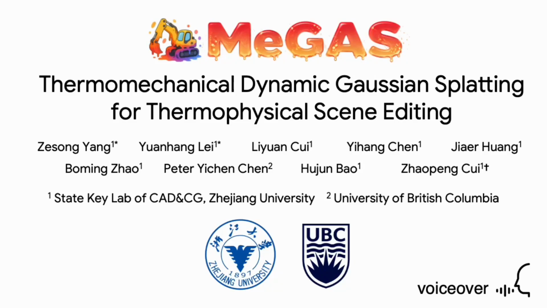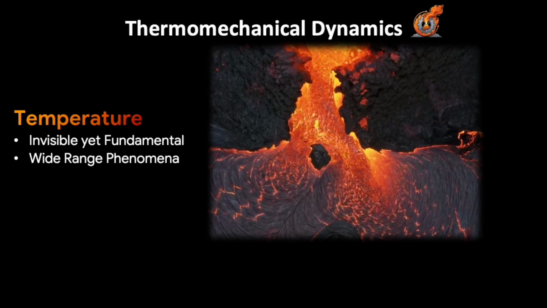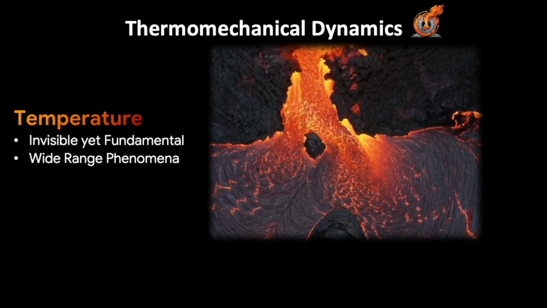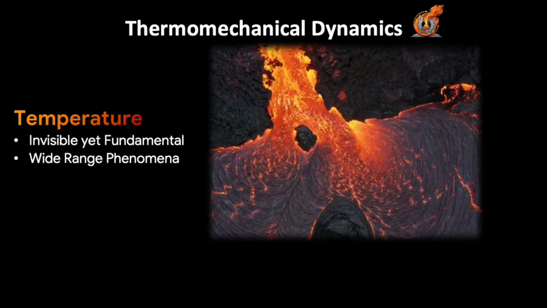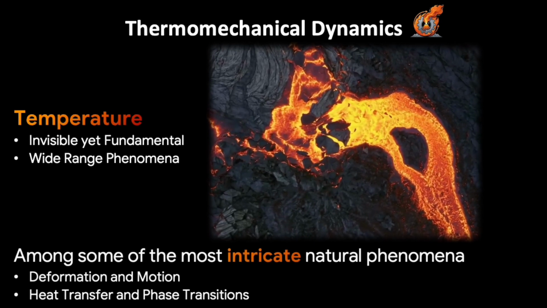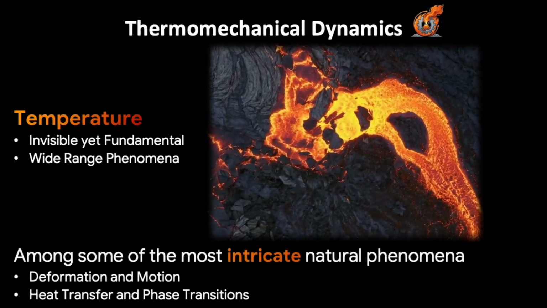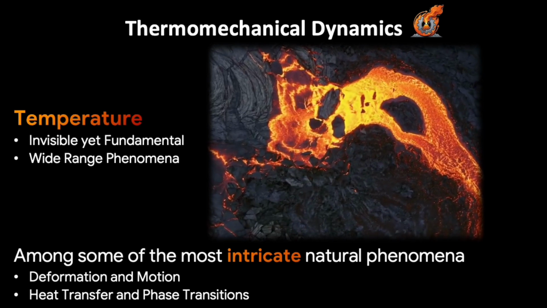In this video, we present our paper, MeGAS, Thermomechanical Dynamic Gaussian Splatting for Thermophysical Scene Editing. In real-world settings, temperature, an invisible yet fundamental physical quantity, governs a wide range of visually observable phenomena, from the melting of ice cream to the solidification of lava. Besides, thermomechanical dynamics are among some of the most intricate natural phenomena, since they involve not only deformation and motion, but also heat transfer and phase transitions.